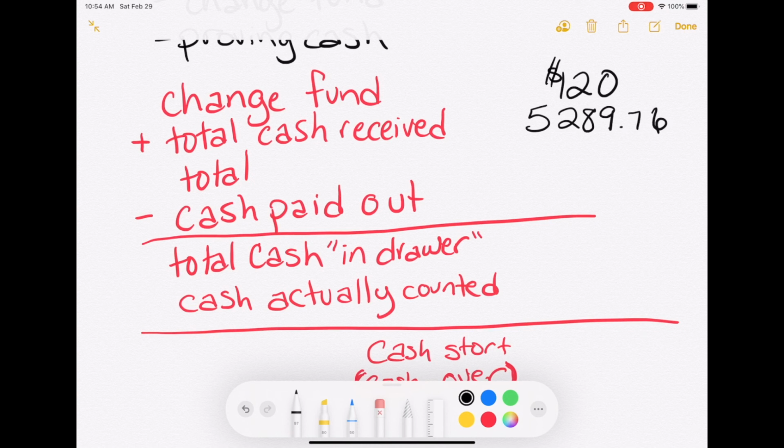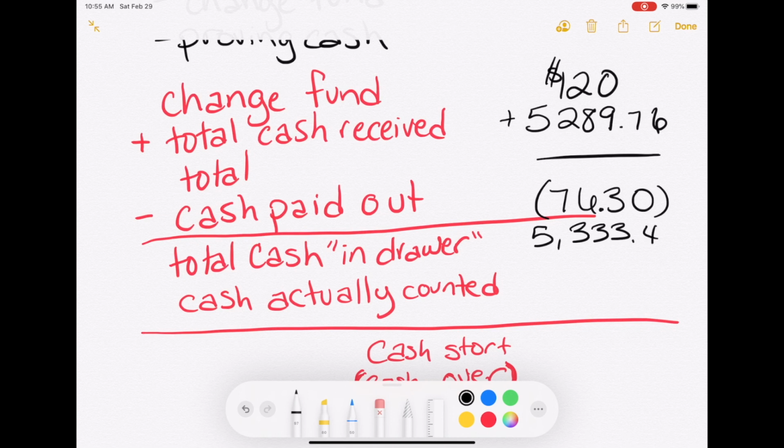$5,289.76 received and paid out of $76.30. We can actually just skip this subtotal here as long as we realize that this needs to be subtracted and this needs to be added so that we can get our total cash that should be in the drawer. So if we calculate these numbers out, what should actually be in our drawer is $5,333.46.